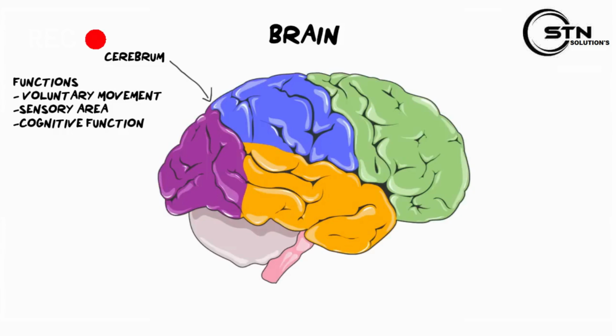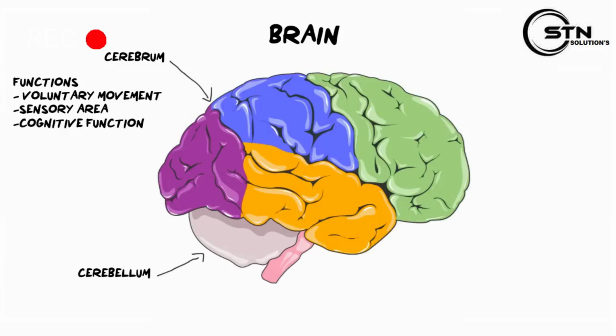It's also where your senses are, as I mentioned, and most importantly, your cognitive function. It's where your intelligence is. Then sitting at the bottom or the lower underside of your brain is this gray area at the back here. This is called the cerebellum.